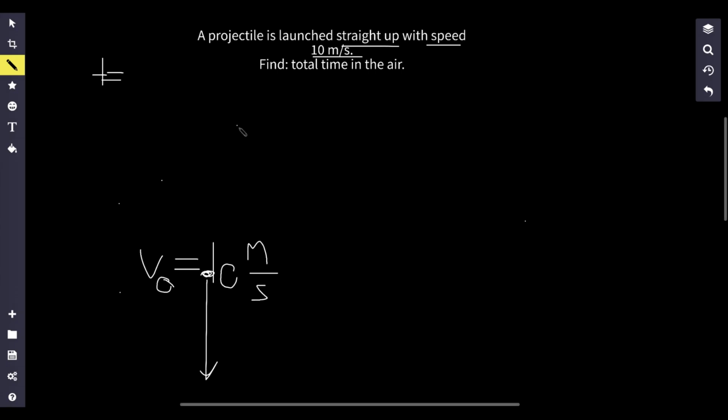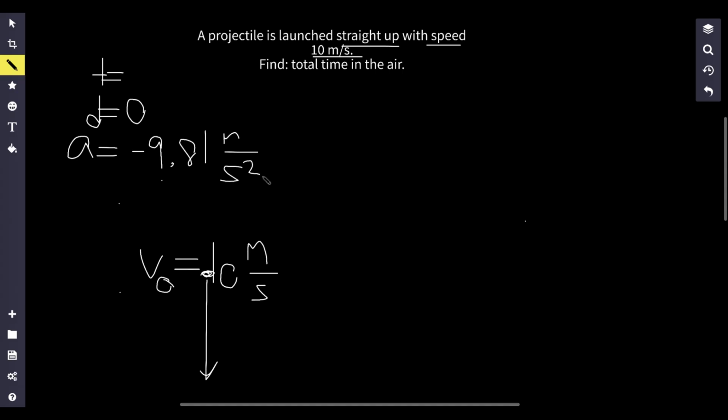What else do we know? We also know that our total displacement is equal to 0. Because think about it: you're throwing the ball straight up into the air, and it comes back down to the same spot. It lands. Well, its total displacement in the vertical direction is going to be 0. So therefore, displacement is equal to 0. And we also know that our acceleration is equal to negative 9.81 meters per second squared.